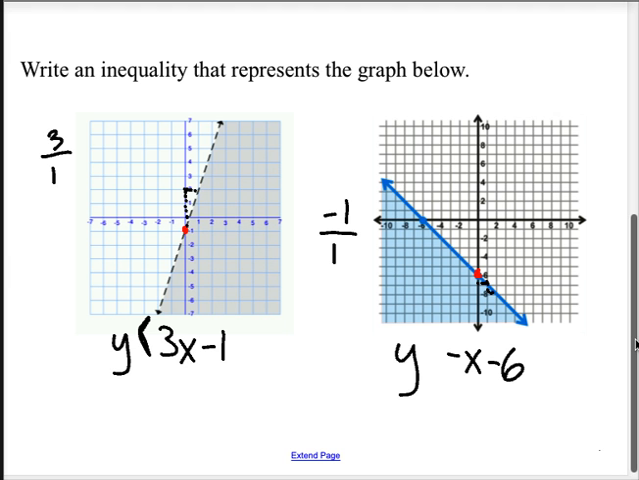So again, all I have to do is look for the slope, look for the y-intercept to make the skeleton of my inequality, and now I analyze. I'm shading underneath my line, so underneath means less than, and then it is a solid line, which means the boundary is included, which means I need the less than or equal to piece for that.